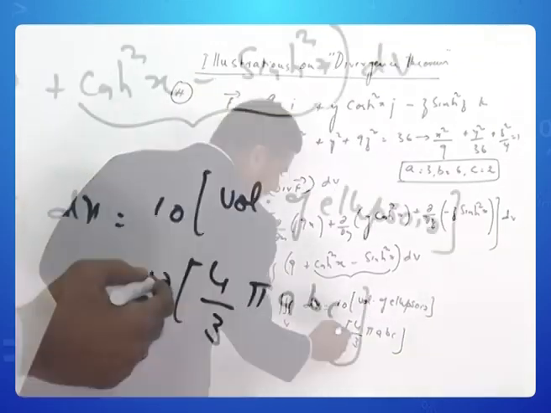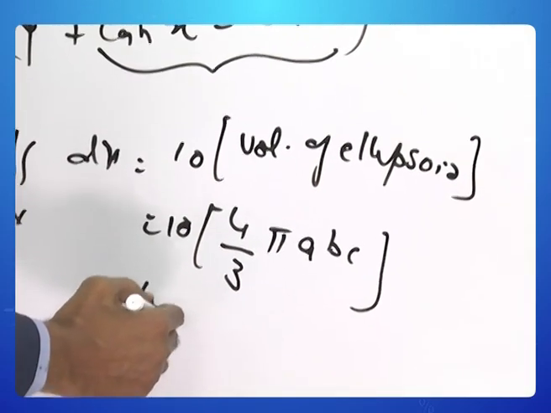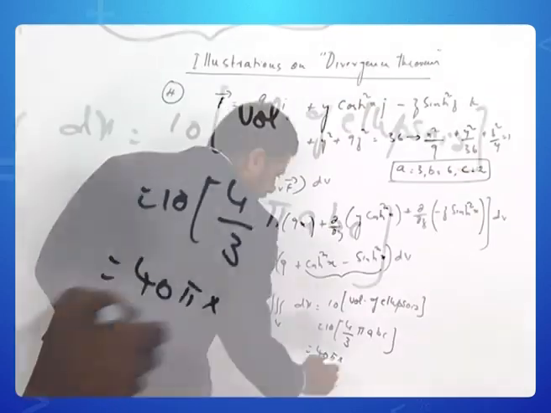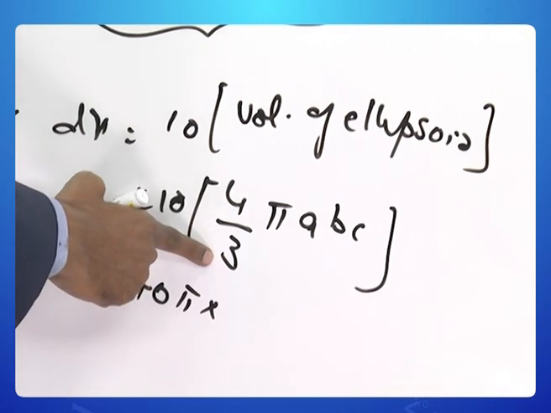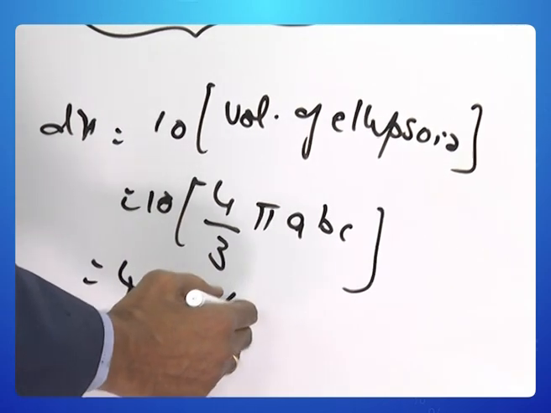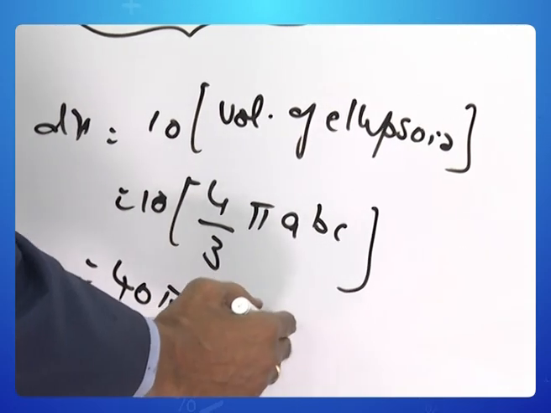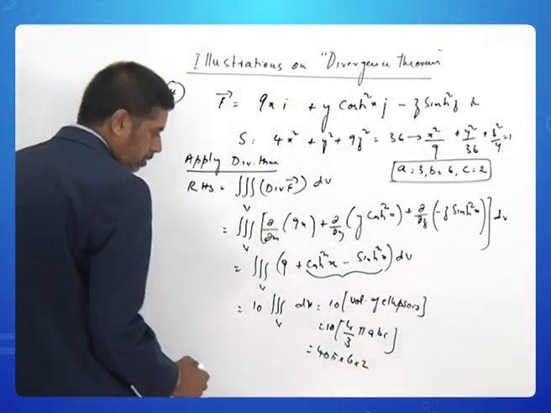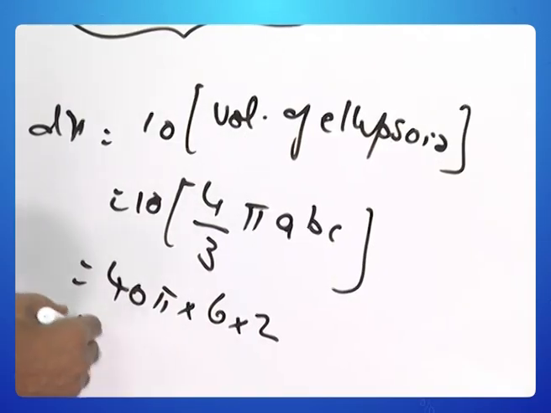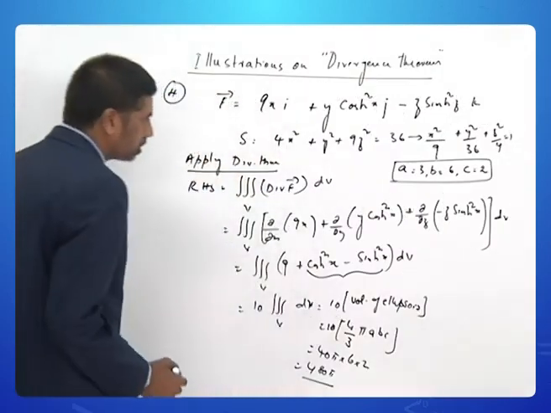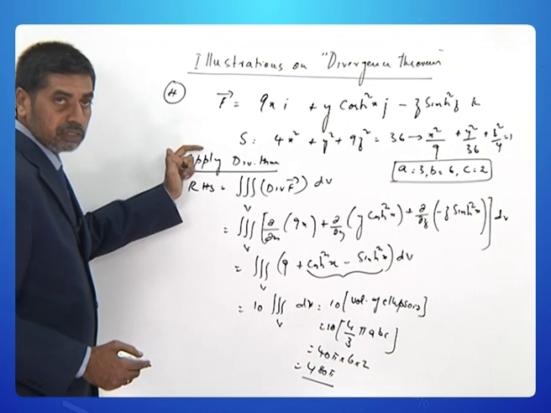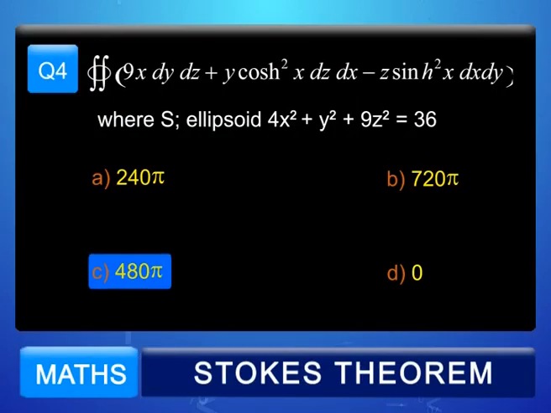So now this would be 40 pi into a is 3, so it will get cancelled with this 3, b is 6 and c is 2. So this is 12 fours are 40, so 480 pi. So this is the output of this particular integral, and therefore the correct option for this problem would be C.